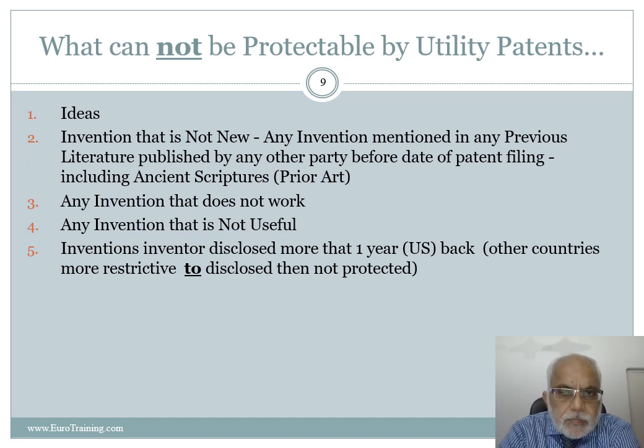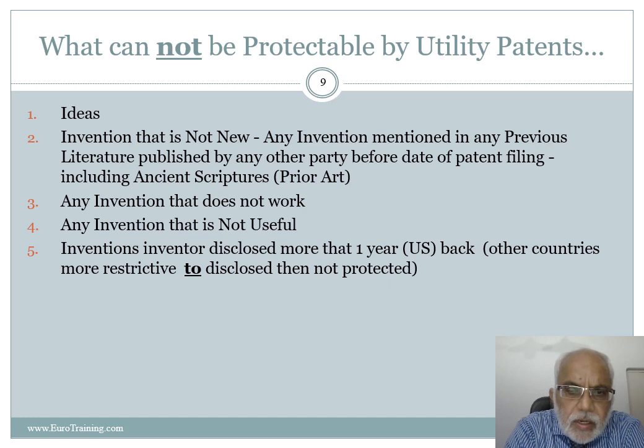Well, any invention that you disclosed before filing the patent, you cannot get patent protection. Except in the US. In the US, by special law, if an inventor has disclosed his invention less than 1 year back, then he may still apply for patent protection. Other countries are more restrictive and they may not protect any patent which has already been disclosed before the submission of the application. But time periods vary. In the US there is 1 year.